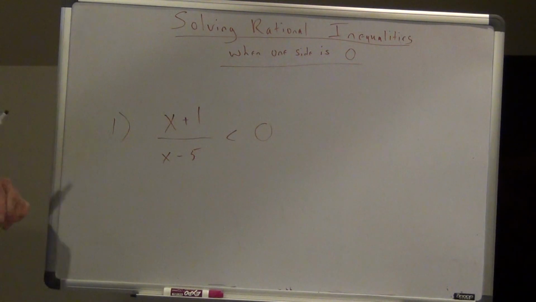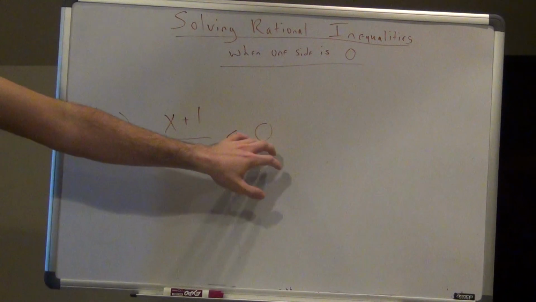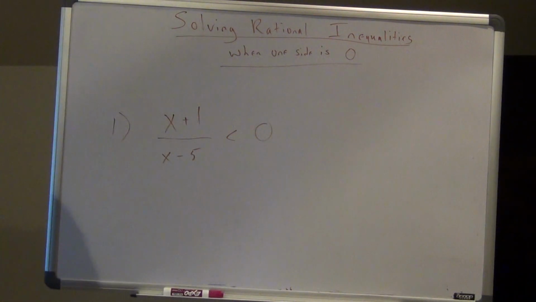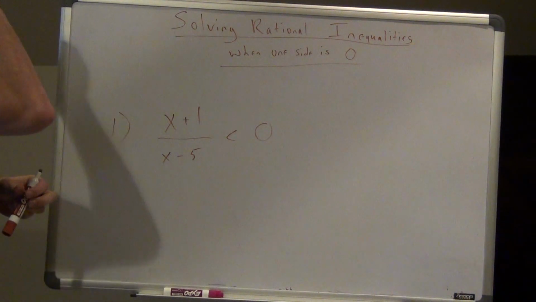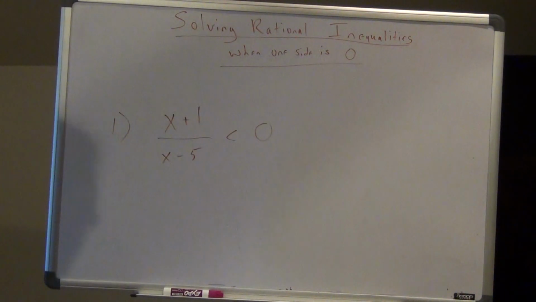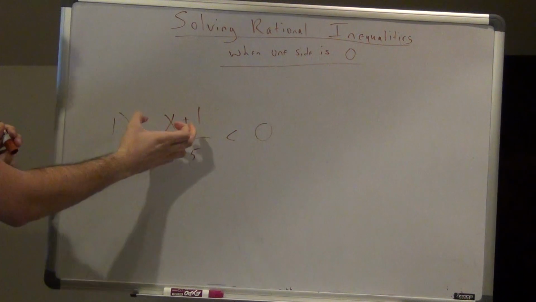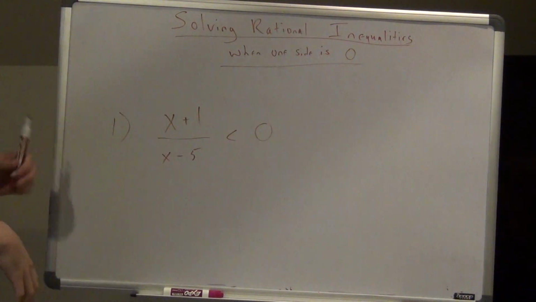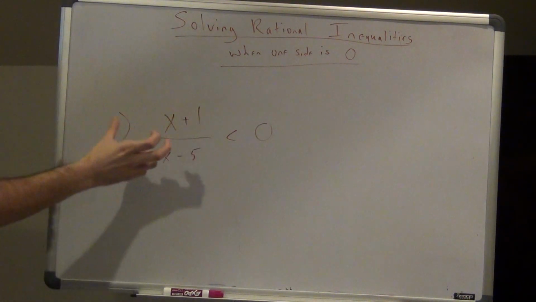First thing you want to do is get one side 0. In this case, all these are going to already have one side 0. We're going to talk about the other 2 examples in the next video. So one side's already 0. These are the simplest ones. What do we do next? Then you factor the top and bottom. In this case, you don't have to factor anything. These are already factored for you.